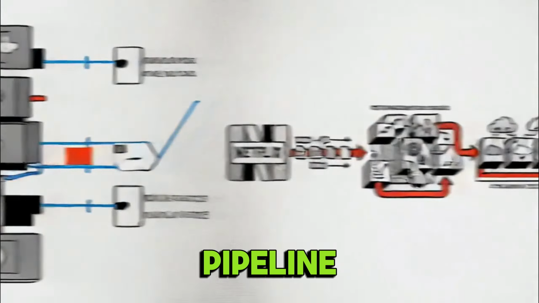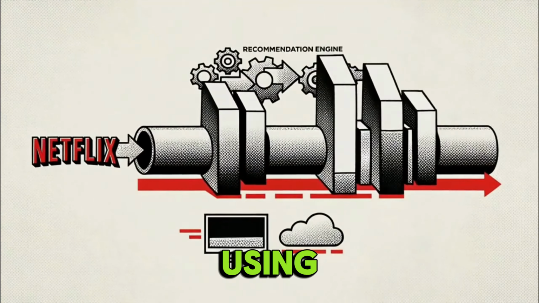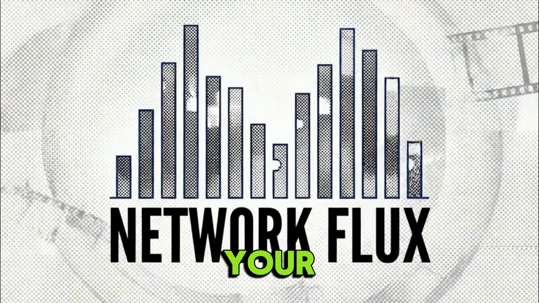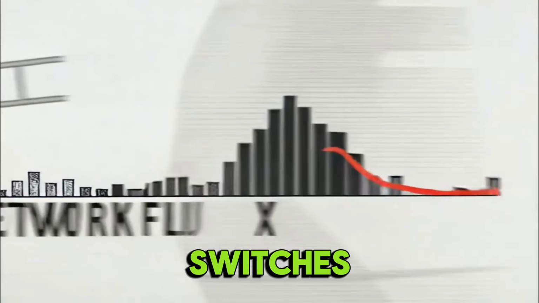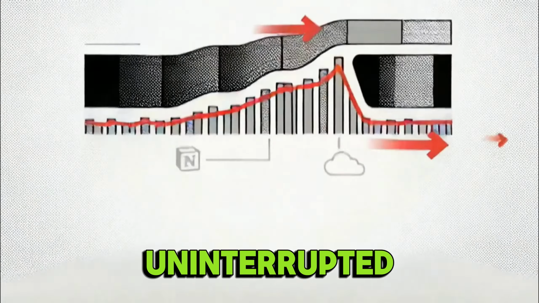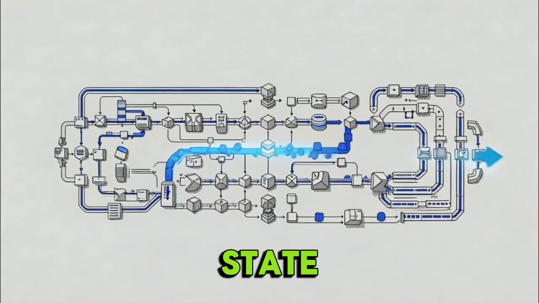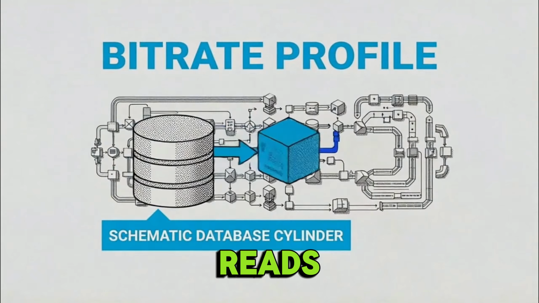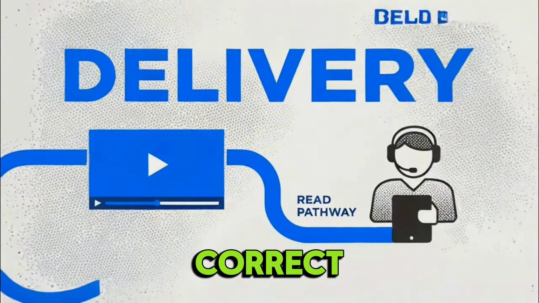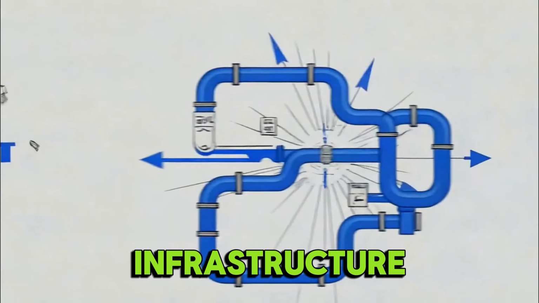The streaming delivery pipeline and adaptive bitrate streaming. Netflix delivers video using adaptive bitrate streaming. The system continuously monitors your available network bandwidth and switches between different video quality levels to maintain smooth, uninterrupted playback. The command side records your current network conditions and playback state as events. The query side reads the appropriate bitrate profile for your current conditions and returns the correct stream segment. These two operations run on completely separate infrastructure.